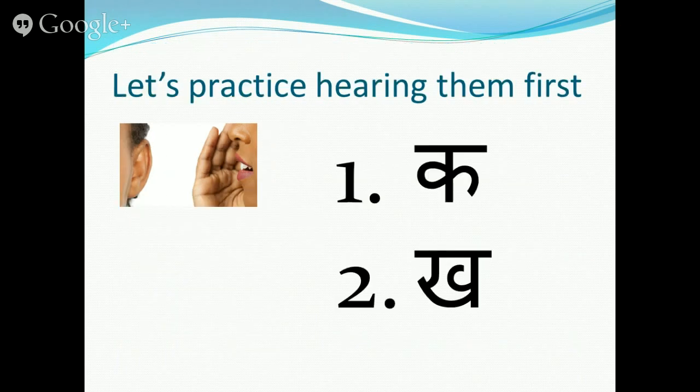So let's practice hearing them and let's just see if you can hear it first, because this is an important step. You might not be able to hear it very well now, but it's important to start trying. So, number one, ga. Number two, ka. Number one, ga. Number two, ka.